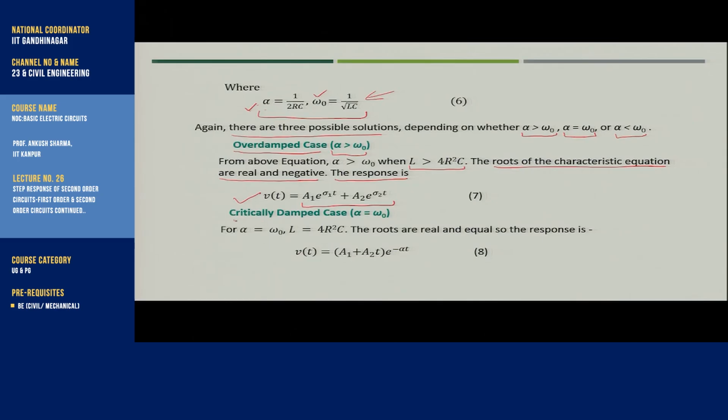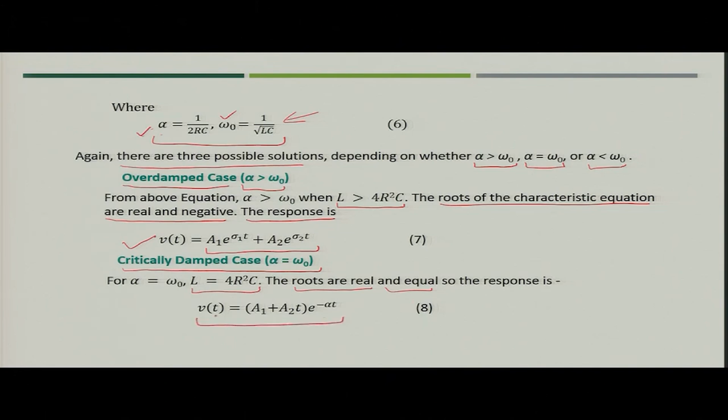Now, in the critically damped case where alpha equals omega naught, the system will be critically damped when L equals 4 R square C. In that case also the roots are real and equal. So, you can say the response would be V t equal to A 1 plus A 2 t, times e to the power minus alpha t. This is again similar to what we got in the series RLC circuit.